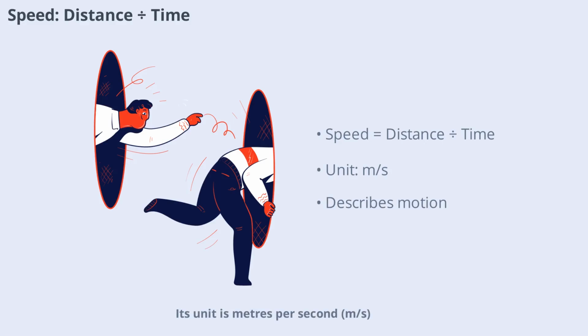Speed is another derived quantity, calculated by dividing distance by time. Its unit is meters per second, m/s. Whether you're timing a race or calculating how fast a car is moving, speed combines 2 fundamental quantities to give you a deeper understanding of motion.